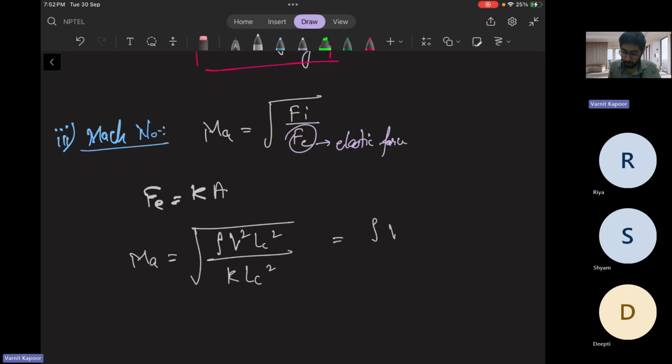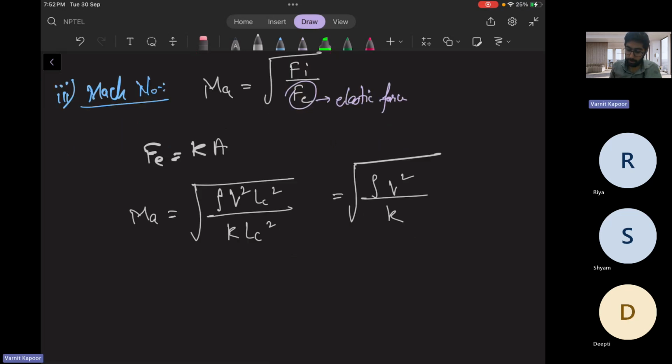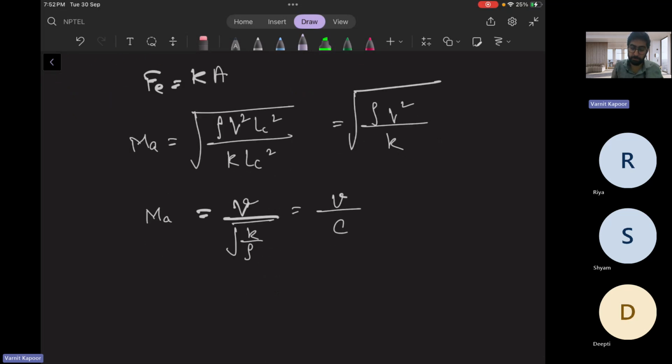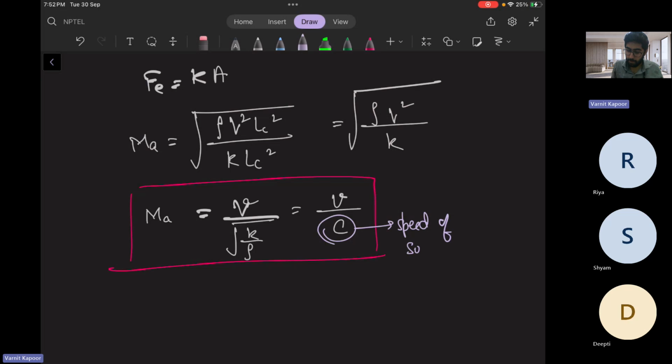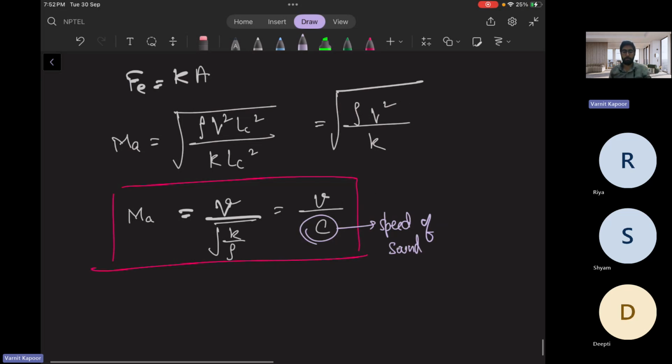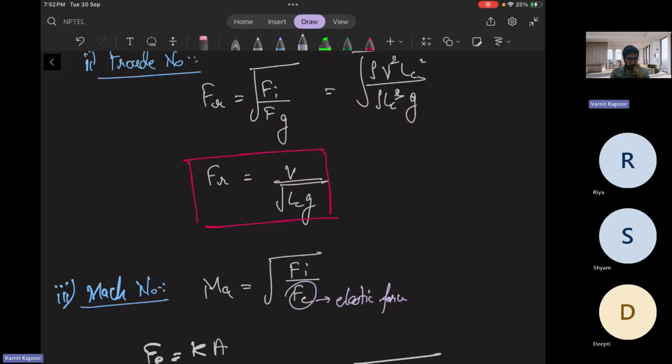So it will come out to be rho V square by K under root. Take out the square root from inside: V by root of K by rho, property of that fluid. So that is V by the speed of sound in that medium. This is nothing but your speed of sound. All right. So this is your one. I hope this is clear.